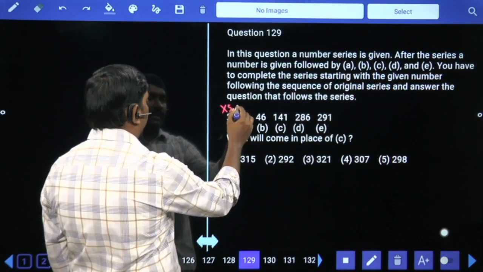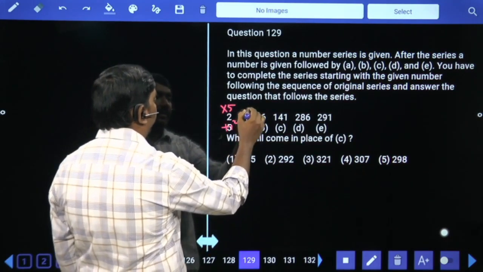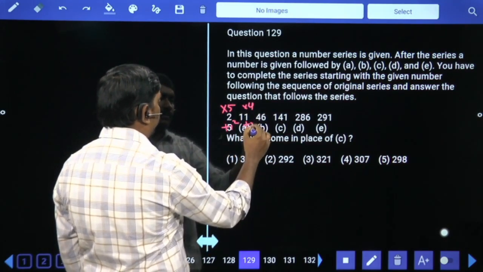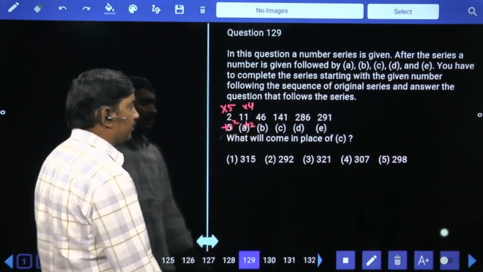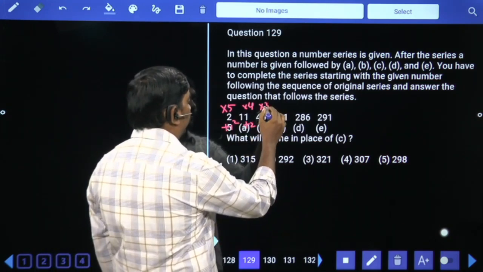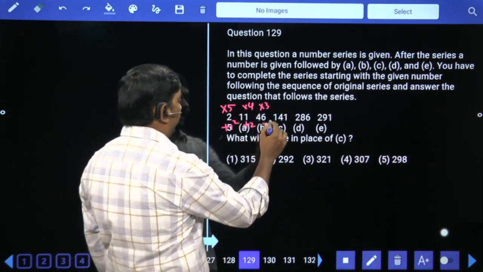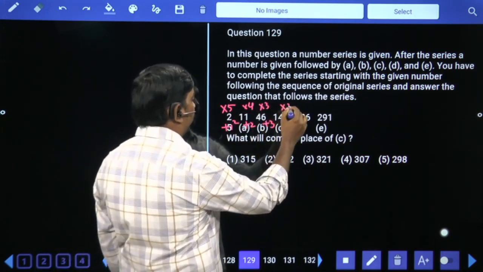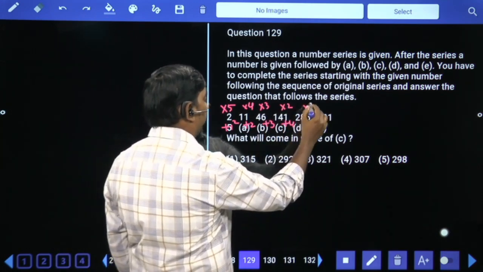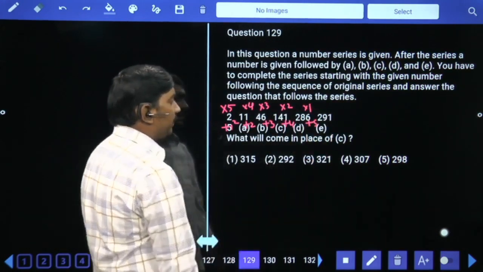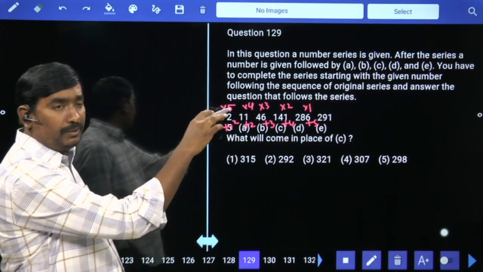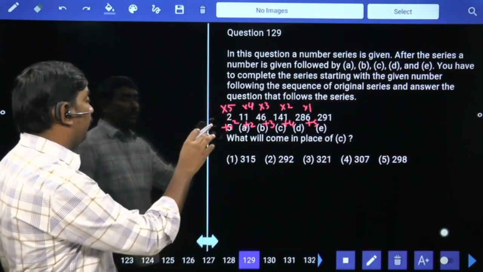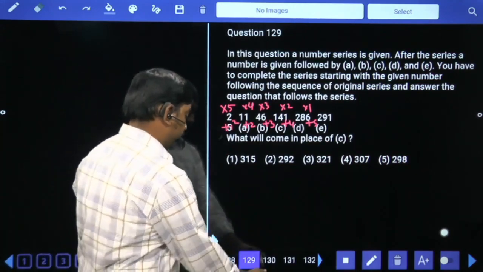Into 5 plus 1, into 4 plus 2, into 3 plus 3, into 2 plus 4, into 1 plus 5. Multiplier in descending order: into 5, into 4, into 3, into 2, into 1. Plus 1, plus 2, plus 3, plus 4, plus 5.